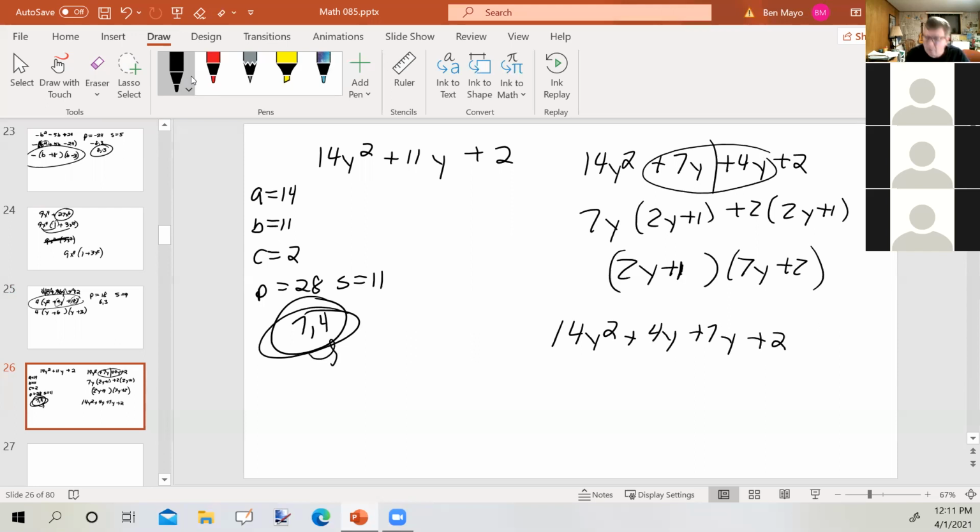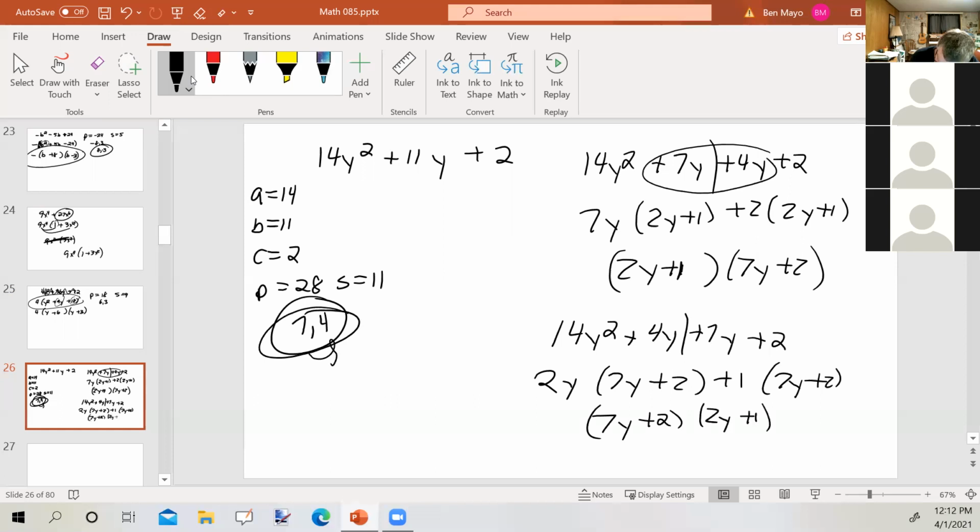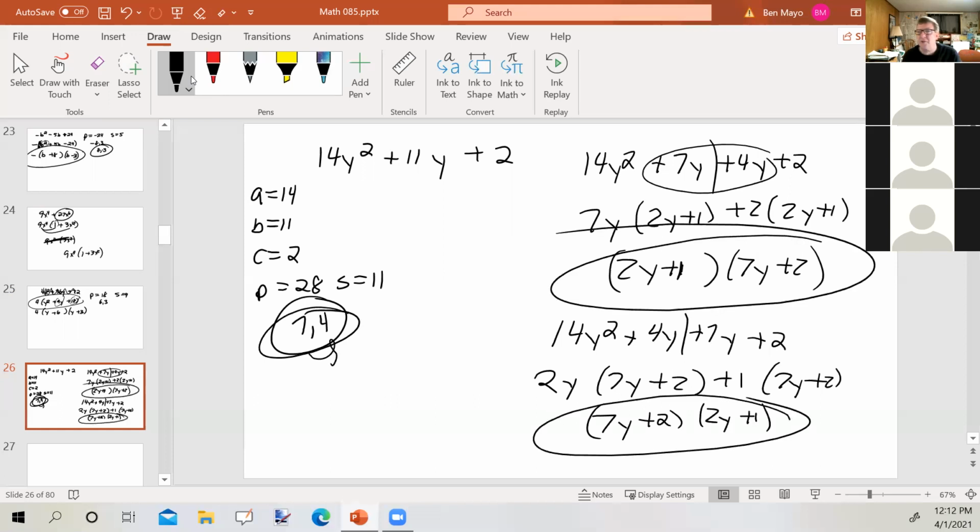In other words, if I switch those two terms around, still factoring by grouping, now my greatest common factor is 2y, and the leftovers are 7y plus 2. And over here, 7y plus 2 with a plus 1 outside, 7y plus 2, 2y plus 1. Do I get the same answer? Yes, I do, but the two factors are commuted, and we've talked about how multiplication is commutative. So it doesn't really matter which order you split those two terms, which one's first or which one's second, you still should get the same final answer.